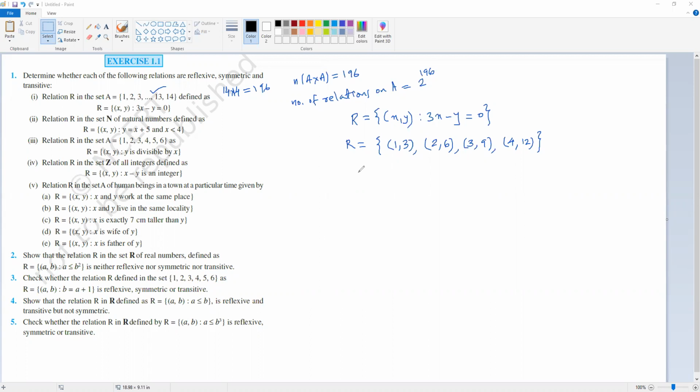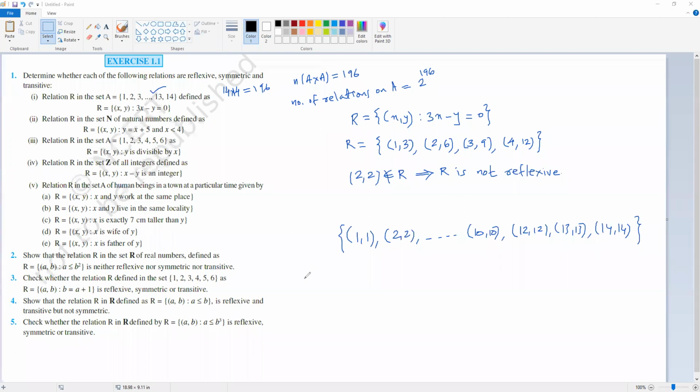So you can say any example, you can say 2 comma 2 does not belong to R. So that implies relation is not reflexive. नॉट रिफ्लेक्सिव करके प्रूफ करने के लिए आपको एक काउंटर एग्जाम्पल इज इनफ. सो मान लीजिए इसमें से सपोज रिलेशन में 1 1 था, 2 2 था, सब, 10 comma 10 था, देन 12 comma 12 था, 13 comma 13 था, 14 comma 14, सपोज मान लीजिए रिलेशन में था, देन इज इट ए रिफ्लेक्सिव रिलेशन? Is it a reflexive relation?